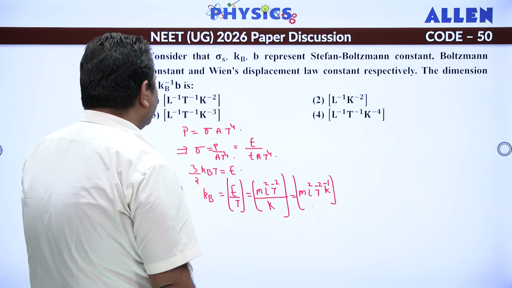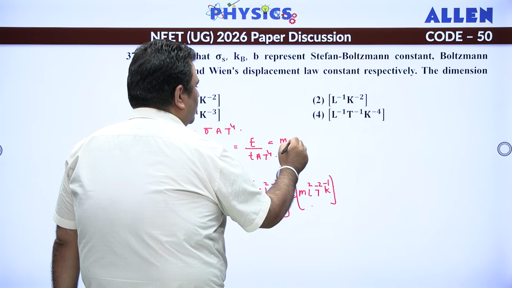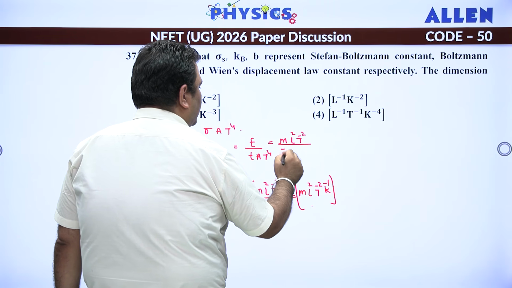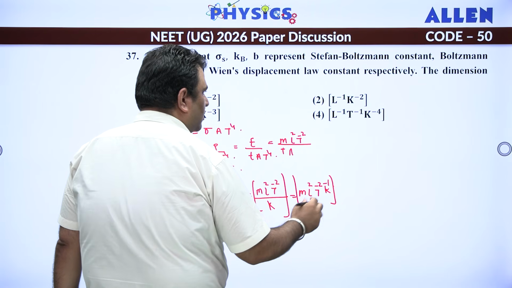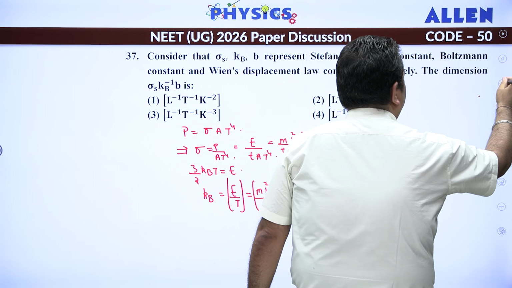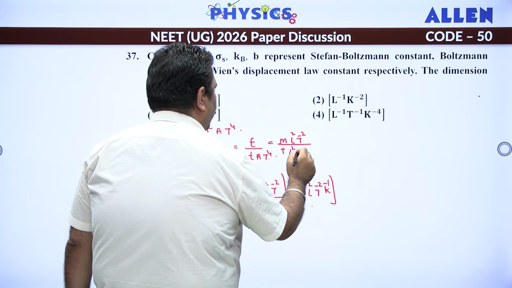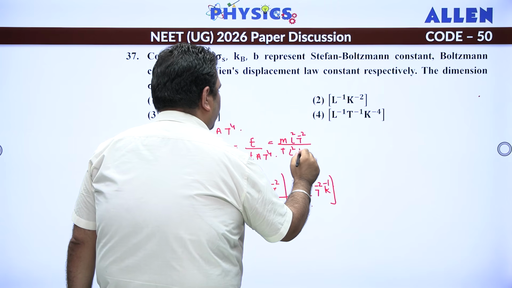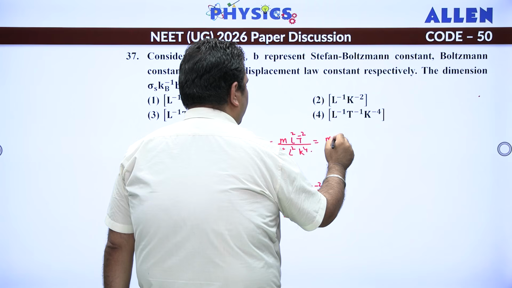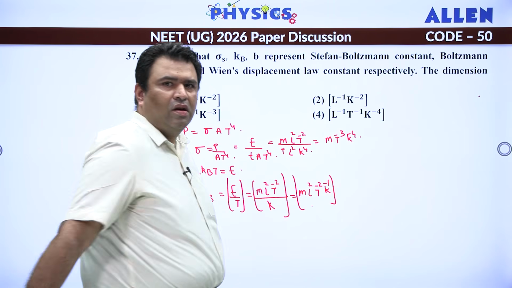Similarly, what is the dimension of Stefan's constant here? It can be written as ML²T⁻² over T A. Now A can be represented as L² into Kelvin raised to power 4. So what we are getting for this? We are getting MT⁻³K⁻⁴ for this expression, right?